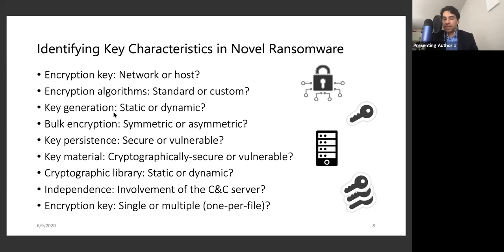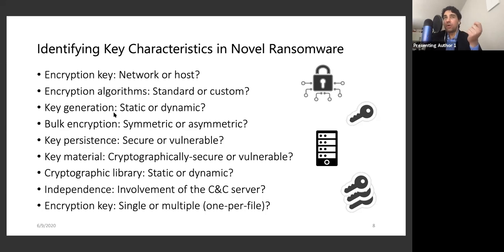Was the encryption algorithm standard or custom? No matter how good somebody thinks their custom encryption algorithm is, it never withstands professional cryptanalysis. So it's important to know that. Key generation, static or dynamic? Bulk encryption, was it done using a symmetric key or an asymmetric key? Key persistence, is it secure or vulnerable? Sometimes the key needs to be removed from memory. A symmetric key needs to be removed from memory as soon as possible, and to that end, it's important to wipe the keys as soon as they're no longer needed.